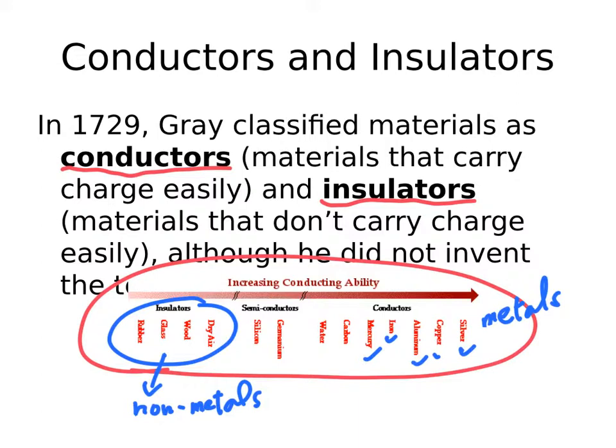Copper is such a good conductor that we use it for most of our electric circuits. Aluminum used to be used for electric circuits, but it can tend to cause fire, so we only use it outdoors now.